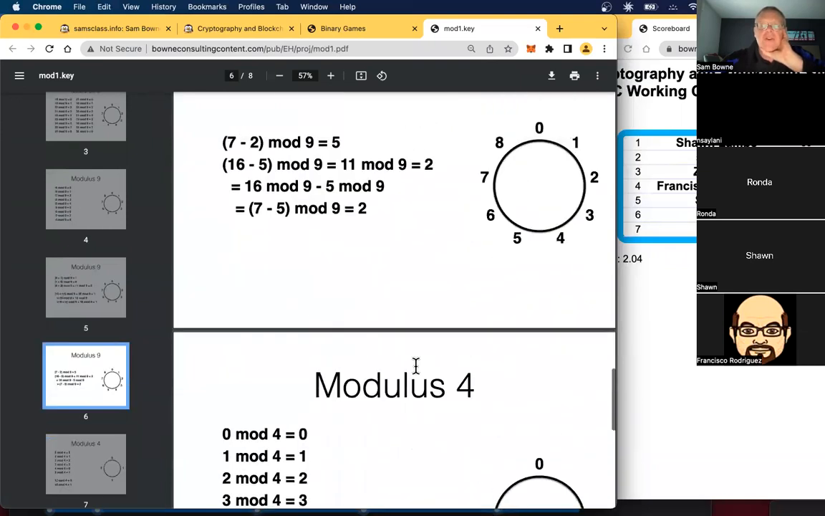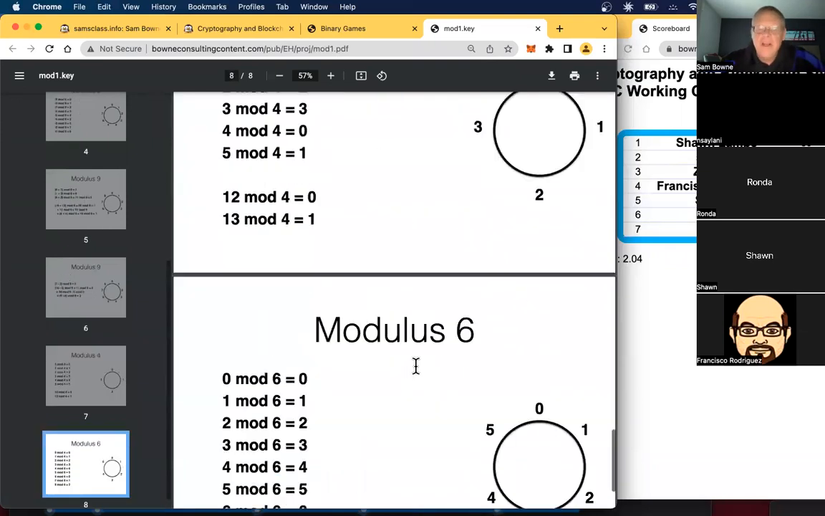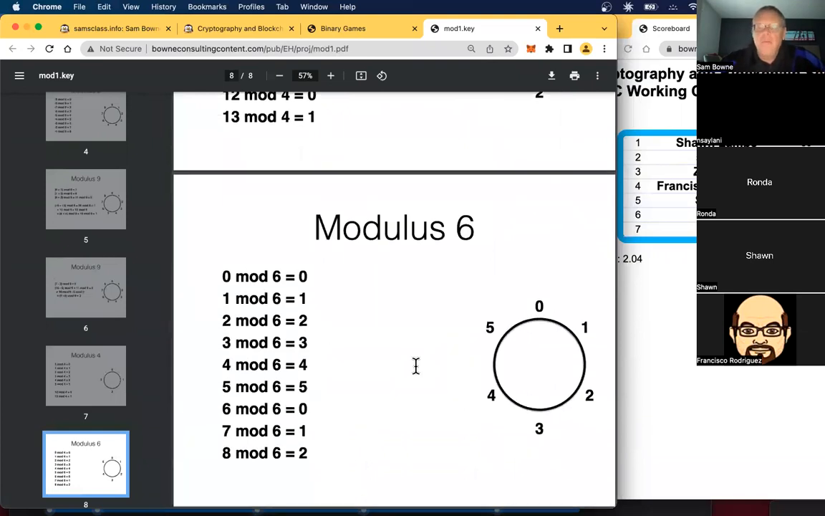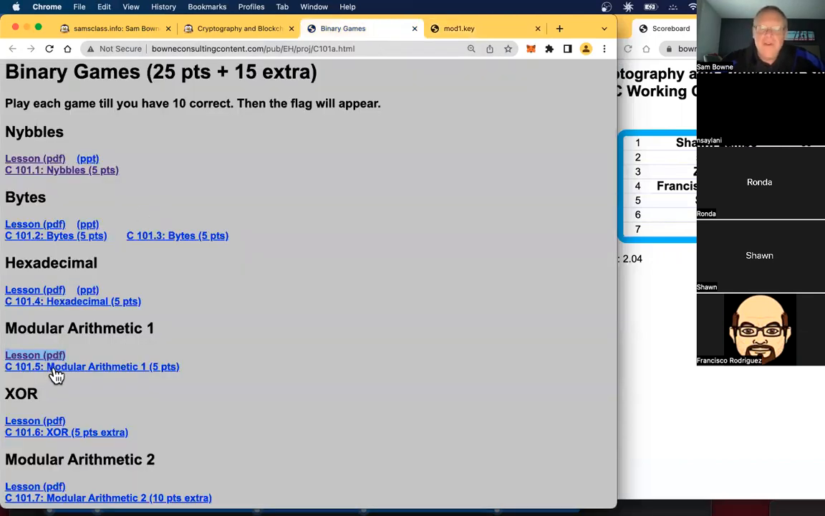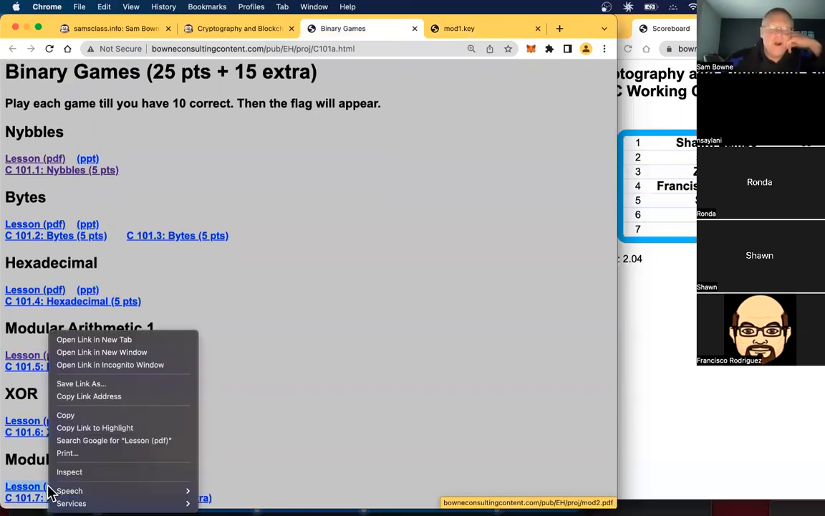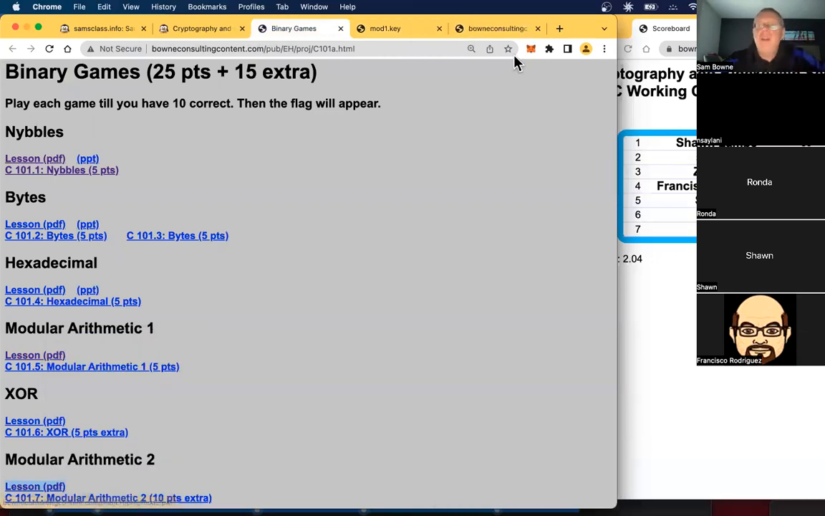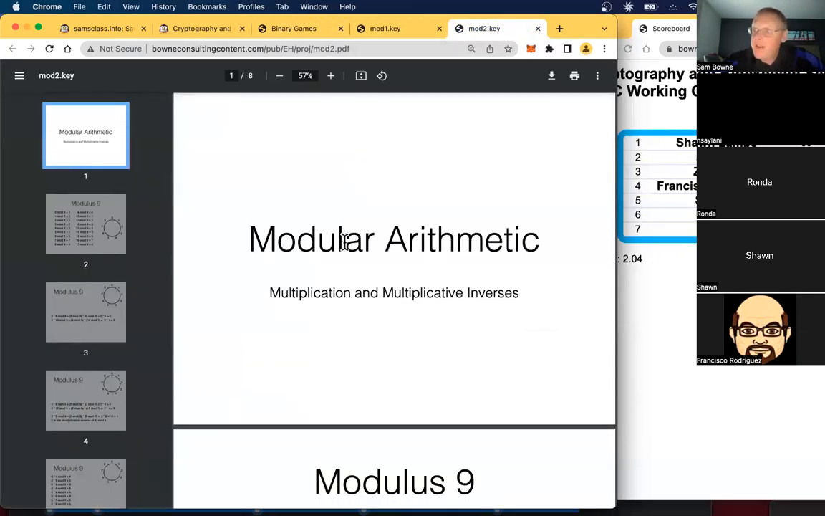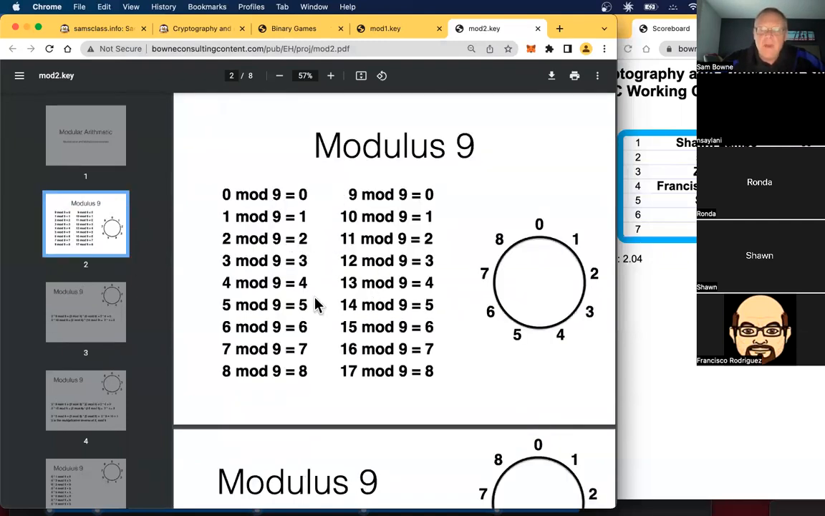And you can do different modular bases like modulus 4 and modulus 6. It all works the same way. So that's an introduction to modular arithmetic. And there's a few challenges for that. And the more interesting twisted one is modular inverses. So now we saw modular arithmetic has addition and subtraction. So let's see if we can do multiplication. Here's the modulus 9.